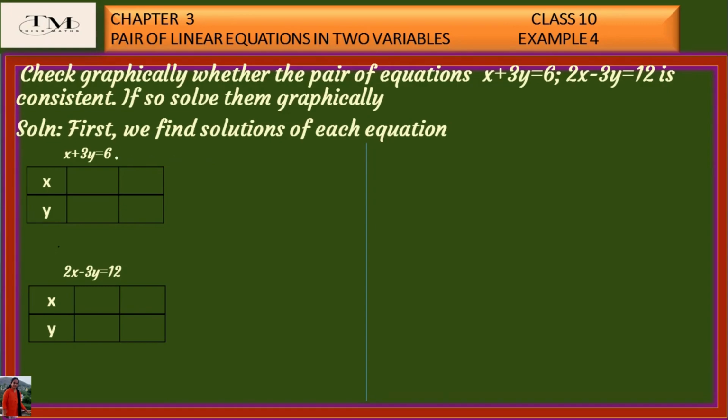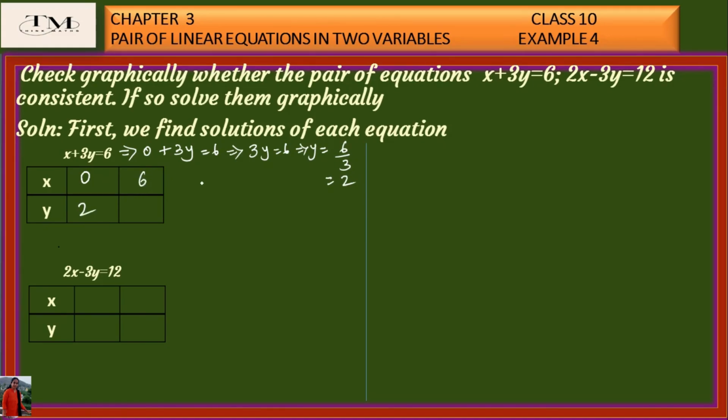The first equation is x plus 3y equal to 6. I am going to substitute x is equal to 0. Substituting 0 here, it will be 0 plus 3y equal to 6. So 0 value makes nothing. So 3y will be equal to 6. This implies y will be equal to, this 3 will become division on the other side, 6 by 3, which is equal to 2. So when x is equal to 0, we get y is equal to 2.